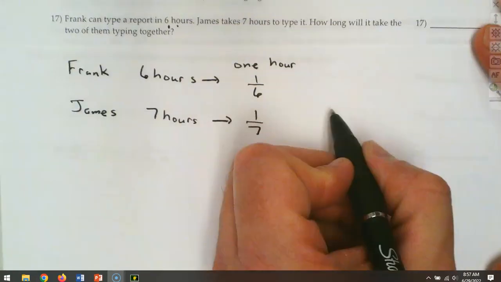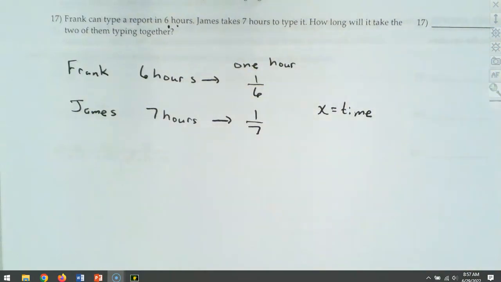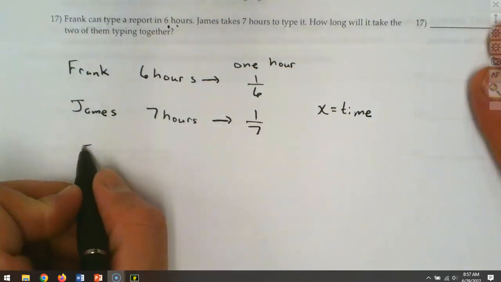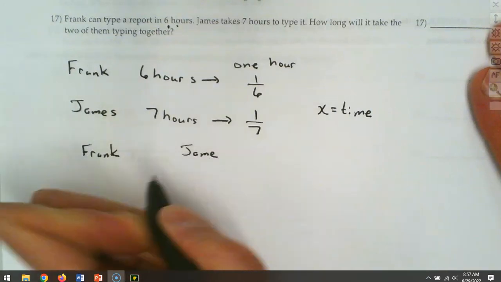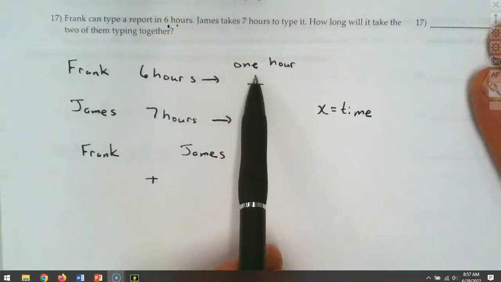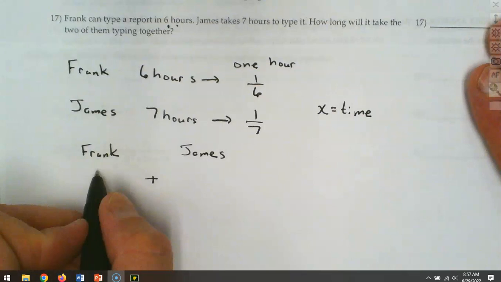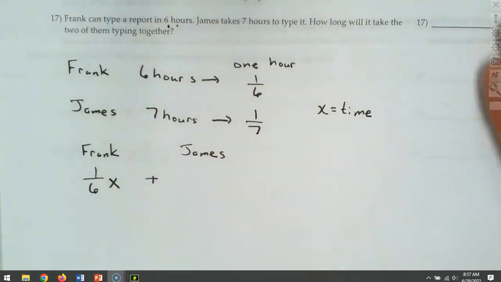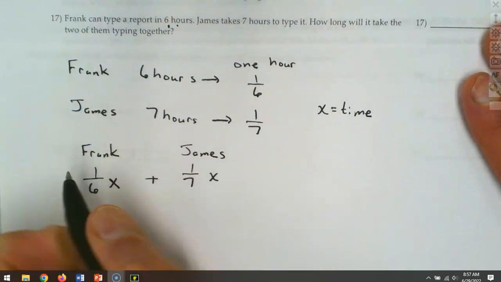We're going to let x equal the time that it takes them working together to type up this report. And now we'll go ahead and build our equation. So let's talk about Frank. How much does he do in 1 hour? Frank does 1/6 of the report in an hour. So that's going to be 1/6, and we put the x there. Now James is a little bit slower, and he's got 1/7. And we don't know how long it takes him, so we put the x there.